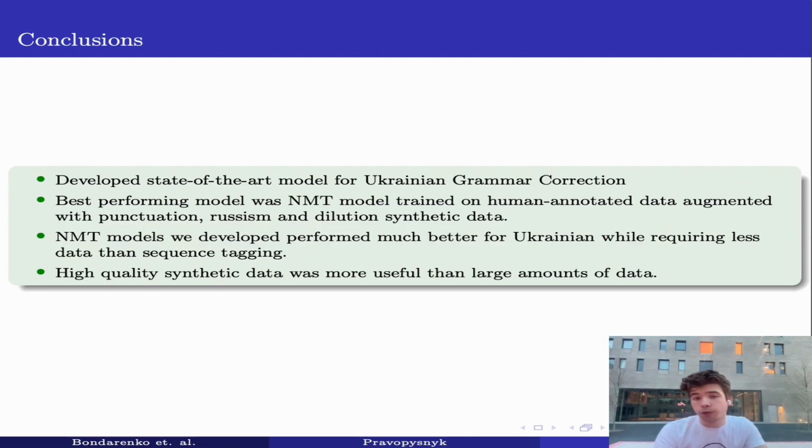Our conclusions: first of all, we developed the state-of-the-art model for Ukrainian grammatical correction for the UNLP shared task competition. Secondly, our best performing model was an NMT model trained on human annotated data augmented with punctuation, Russism, and dilution synthetic data. This showed us that those three categories of synthetic data are most important, or most lacking in the dataset, and give the largest improvement. Finally, the NMT models we developed performed much better for Ukrainian while using less data than sequence tagging models. This allowed us to conclude that high-quality synthetic data was more useful than large amounts of data when training grammatical error correction models.